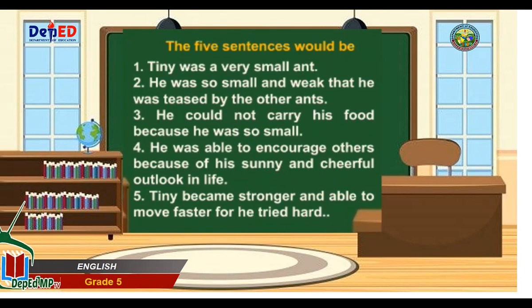The possible answer that you're going to choose, these are the 5 sentences. Number 1, Tiny was a very small ant. Number 2, he was so small and weak that he was teased by the other ants. Number 3, he could not carry his food because he was so small. Number 4, he was able to encourage others because of his sunny and cheerful outlook in life. Number 5, Tiny became stronger and able to move faster for he tried hard.